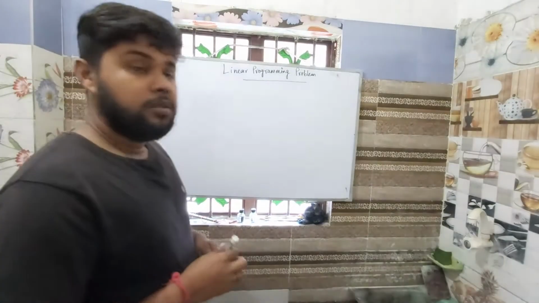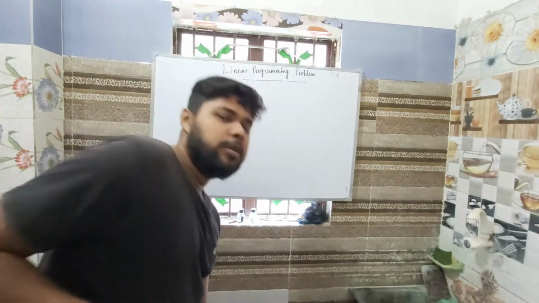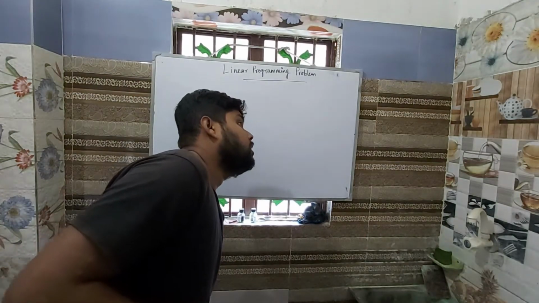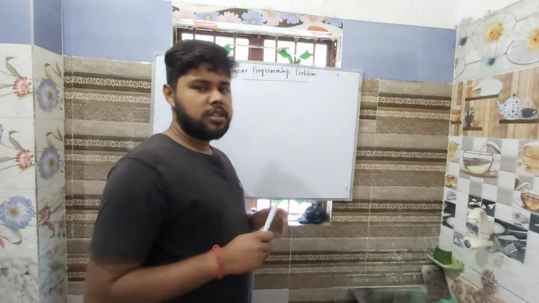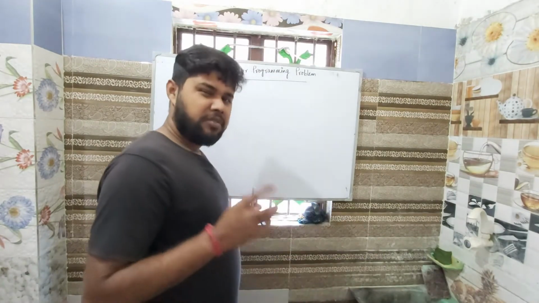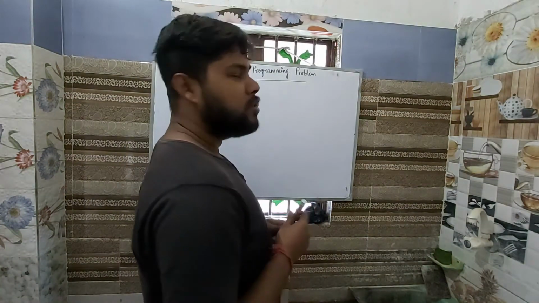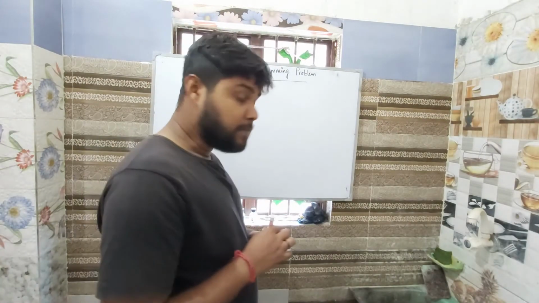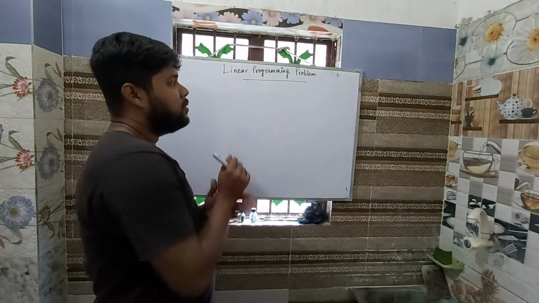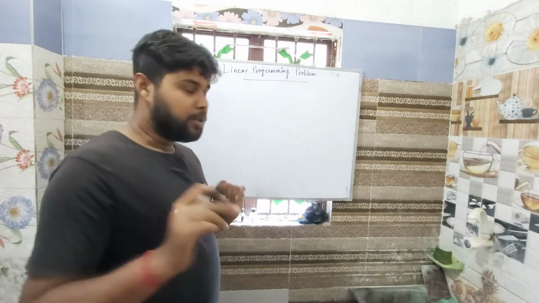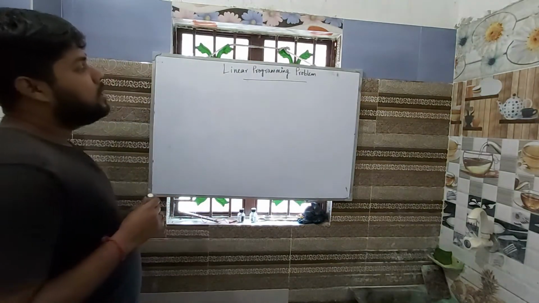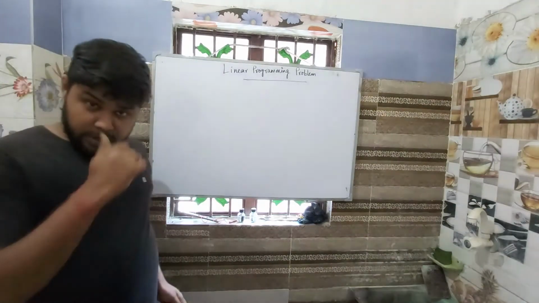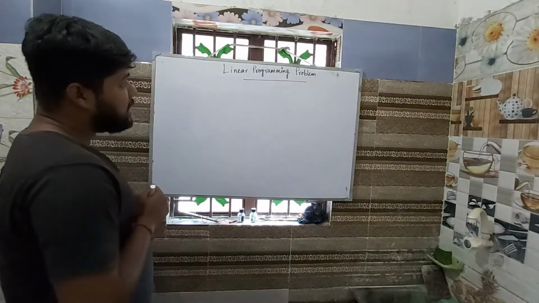Okay, we start off with the chapter linear programming problem, and in this class we are just going to cover up the whole chapter taking a few examples, and there is not much to discuss about it anyway. Well, obviously there is a lot to discuss, but we are just going to keep it simple. Now, what is a linear programming problem? So let us first understand that.